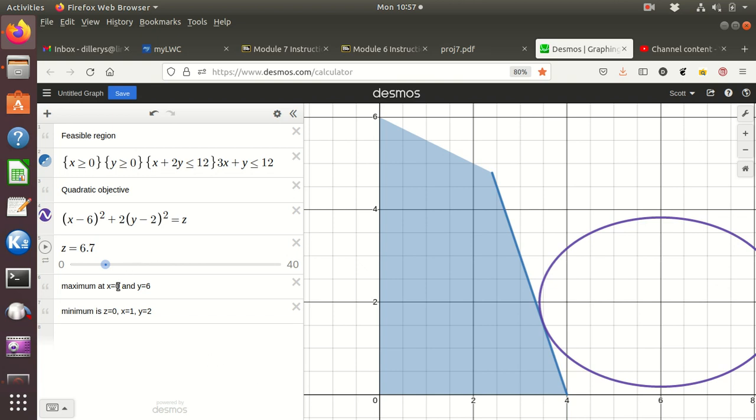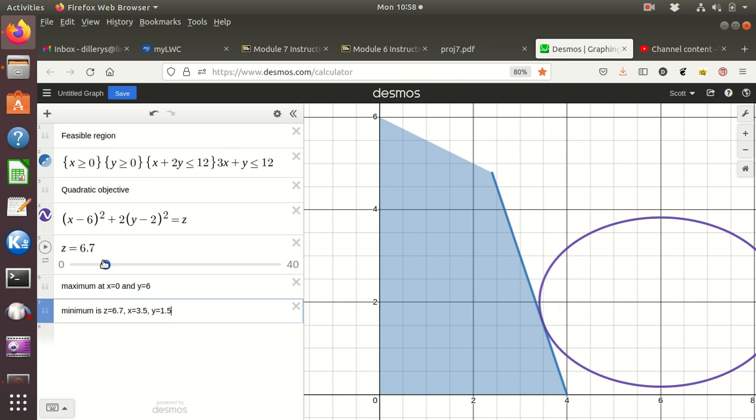Okay, so because I changed the objective function, the minimum looks to be about 6.7. Oh no, x is about 3.5. Now I can click here and see that it's about 3.5 and 1.5. I don't know exactly what it is, but it's really close to that. So that would be my minimum in this case.